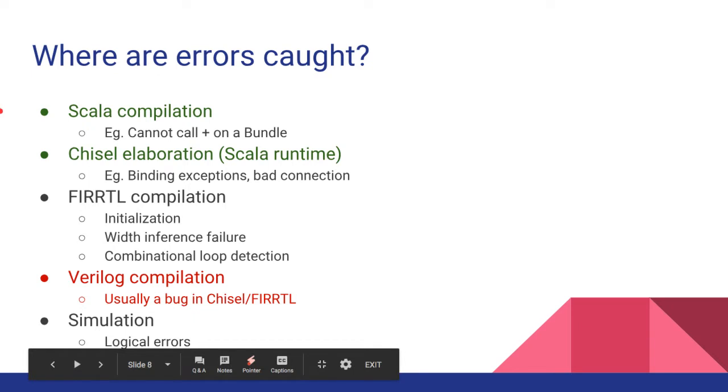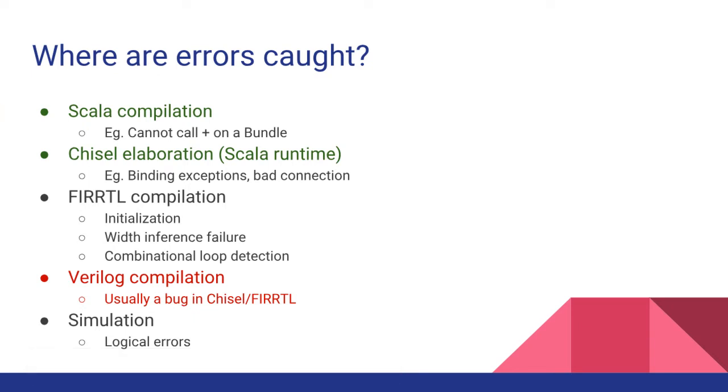So I'm using a not surprising color coding here, where green means we like errors that are caught here. Black means it's not necessarily a bad thing. It's just a place where errors might get caught. And red is bad. So at the top level, Scala compilation is where some errors get caught. So if you try to take my special bundle and add to it, that's not going to work because you can only add things that are bits. So the Scala compiler will tell you, and it only takes orders of seconds or less, that you can't do that.